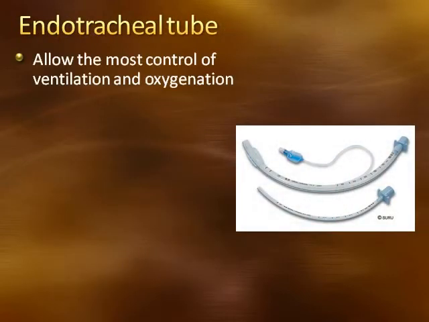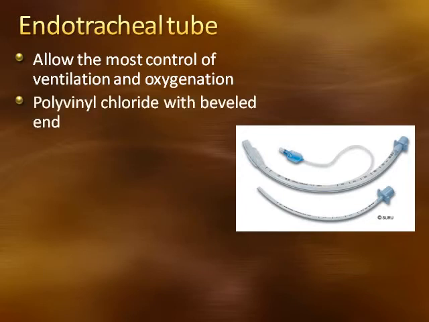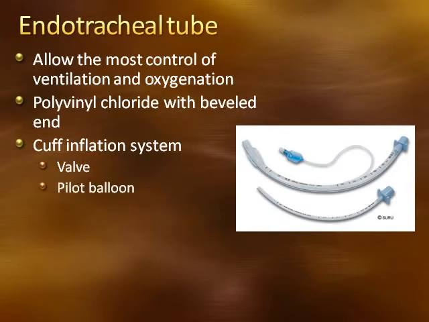Endotracheal tubes can be used to deliver anesthetic gases directly into the trachea and allow the most control of ventilation and oxygenation. ET standards govern tube manufacturing, and most are commonly made from polyvinyl chloride. The patient end of the tube is beveled to aid visualization and insertion through the vocal cords. Most of the tubes used in the operating room have a hole referred to as the Murphy's eye to decrease the risk of occlusion. Most adult ET tubes have a cuff inflation system consisting of a valve, pilot balloon, inflating tube, and cuff. The valve prevents air loss after cuff inflation.